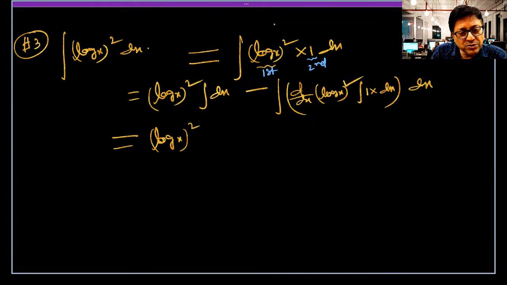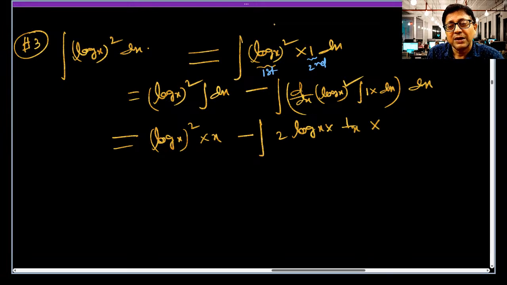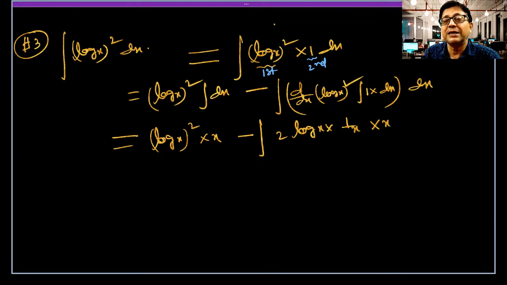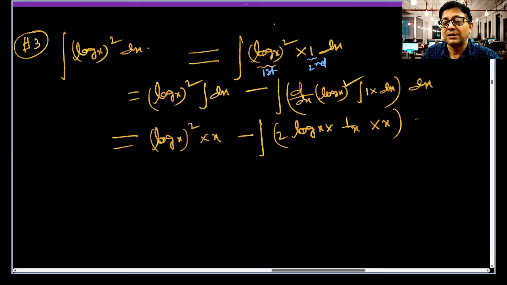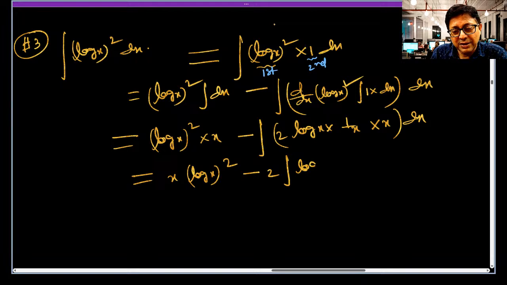So there will be log x whole square into x minus its derivative, which you all know, 2 log x, and integration of dx is x, then whole dx. Am I correct? So this is changing to x into log x whole square minus 2 outside.